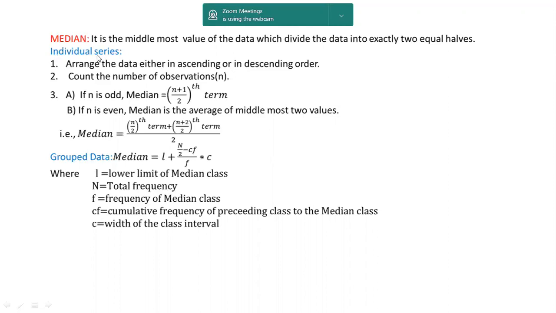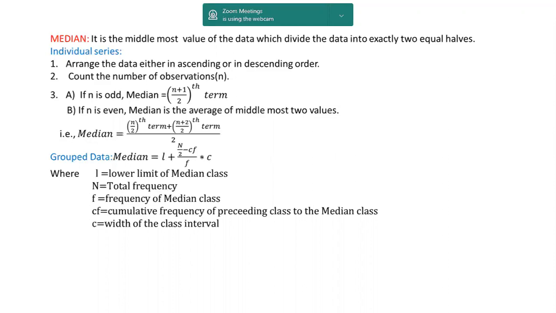So median for individual series. When the data is given in terms of individual series, first we have to arrange them either in the form of ascending order or descending order. Then in the second step, count the number of observations. If the number of observations is odd, then the median will be the (n plus 1) by 2 th term.